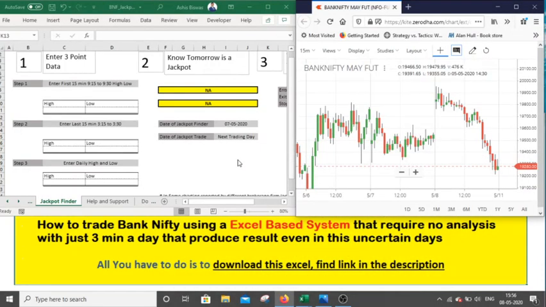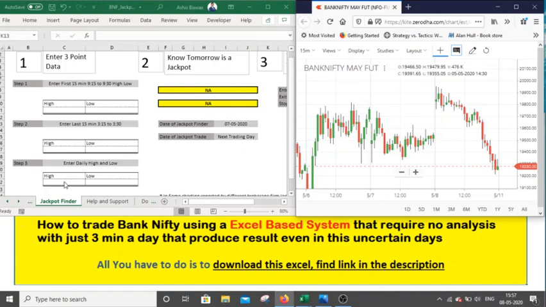Hi friend, in this video I will describe how to trade using this Bank Nifty jackpot trading strategy Excel sheet, where you can find the trade opportunity one day before. If you enter the data in this Excel sheet, you will get the trade recommendations for tomorrow. If there is any big opportunity, this Excel sheet will indicate it. I will demonstrate how to do it. It's very easy.